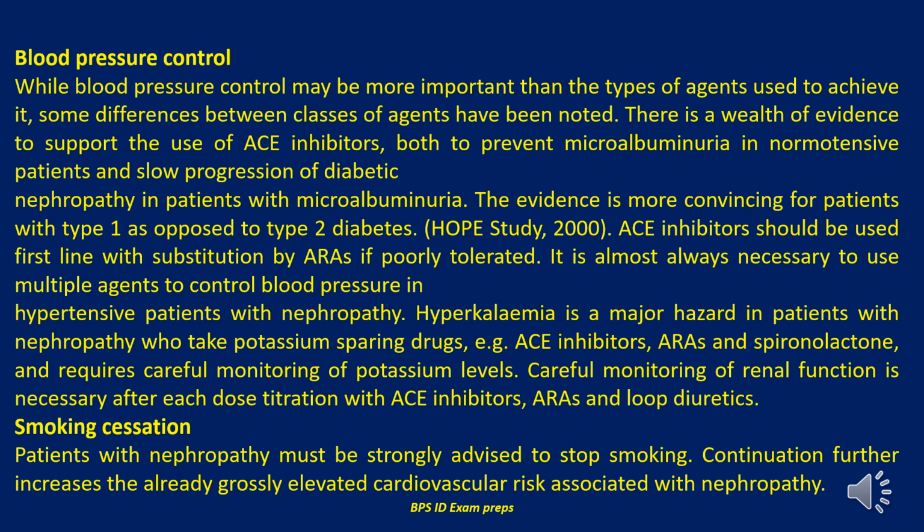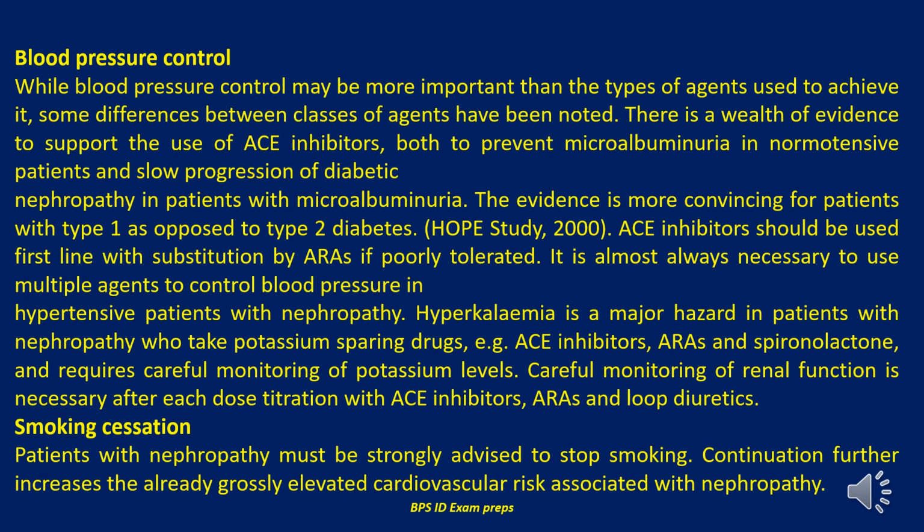ACE inhibitors should be used first line with substitution by angiotensin II receptor antagonists if poorly tolerated. It is almost always necessary to use multiple agents to control blood pressure in hypertensive patients with nephropathy. Hyperkalemia is a major hazard in patients with nephropathy who take potassium-sparing drugs, e.g. ACE inhibitors, angiotensin II receptor antagonists and spironolactone, and requires careful monitoring of potassium levels. Careful monitoring of renal function is necessary after each dose titration with ACE inhibitors, angiotensin II receptor antagonists and loop diuretics.